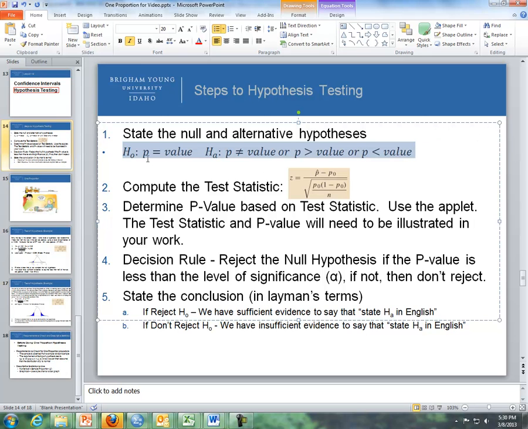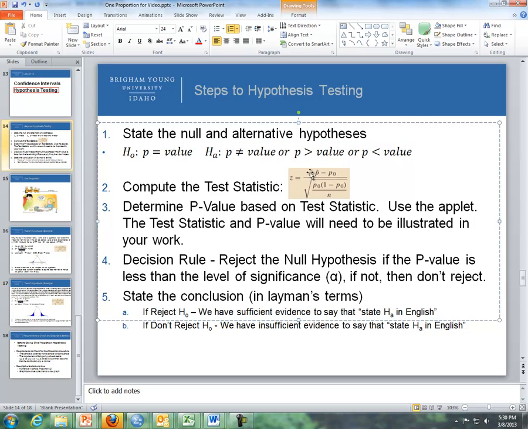Now we use the value p. So the null is p is equal to a given value. It could be 0.4, it could be 0.6 or 60%, it could be whatever, given the context of the problem. The alternative hypothesis is that it's either not equal to that value, greater than that value, or less than that value. So it could either be a two-sided or one-sided test.